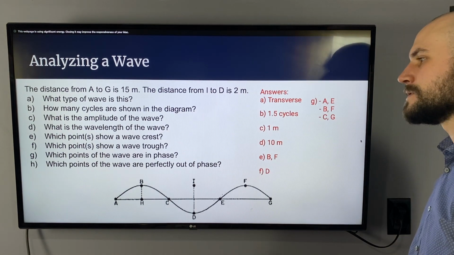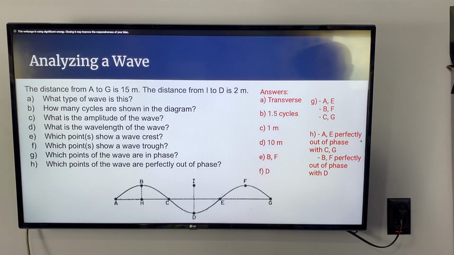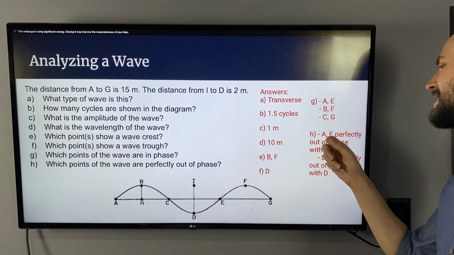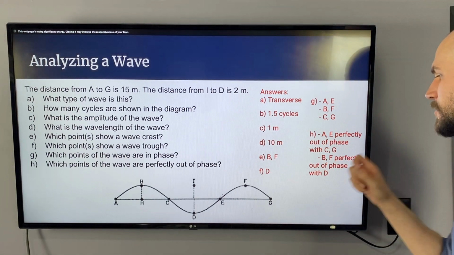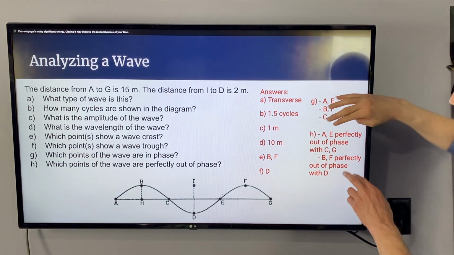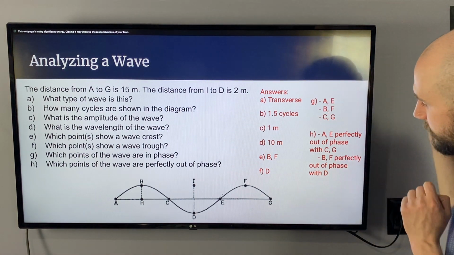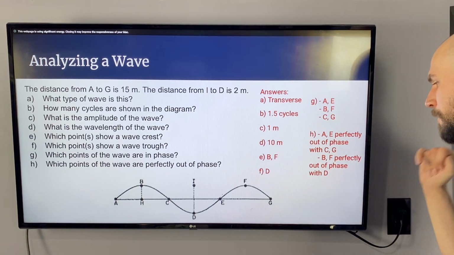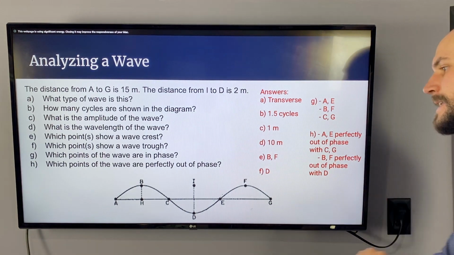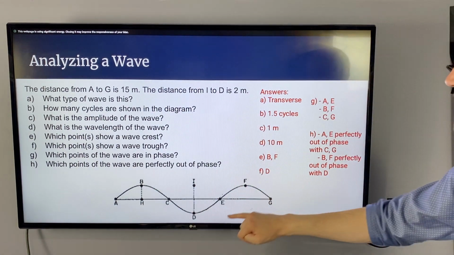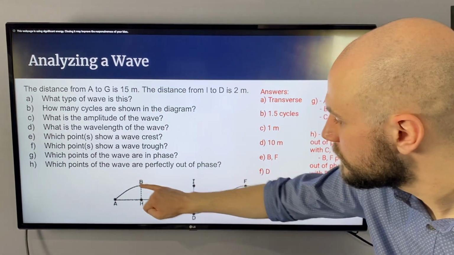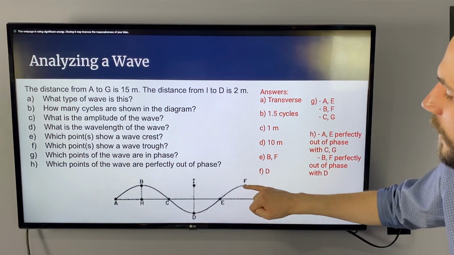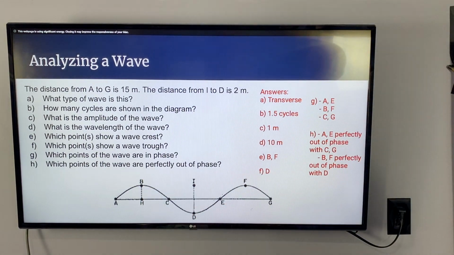And the correct answer is here for part H. Points A and E are perfectly out of phase with points C and G. These are out of phase. Also, points B and F are perfectly out of phase with point D. B and F are crests, D is a trough. These are half of a wavelength away. So both B and F are out of phase with point D.